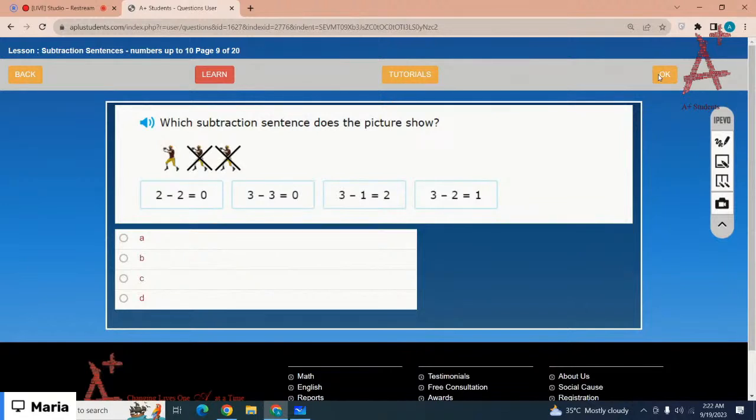Which is the correct option? Very good. You have total 3, take away 2 equals. Yes, that would be 3 take away 2 equals 1. That would be the last option. So D is the correct option.